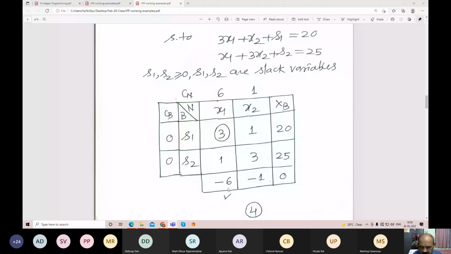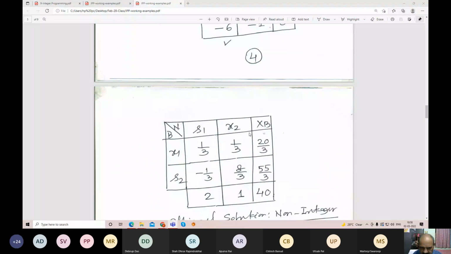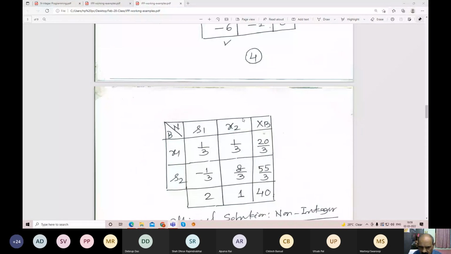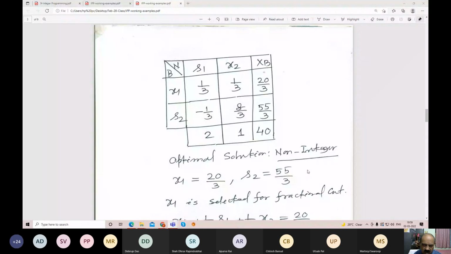So -6 is the most negative. So you take the positive ratio 20 by 3, then it is 6 and 2/3. Then 25 by 1, the 25. The minimum is 20 by 3. So minimum ratio, so 3 is becoming the key element. With respect to the key element, we have here 3 reciprocal 1/3. Then you divide by 3, 1/3 and 20 by 3. And in the column, you divide by 3 with a minus sign, minus 1 by 3. And other elements using PQRS method. This you can see here. This is the table.